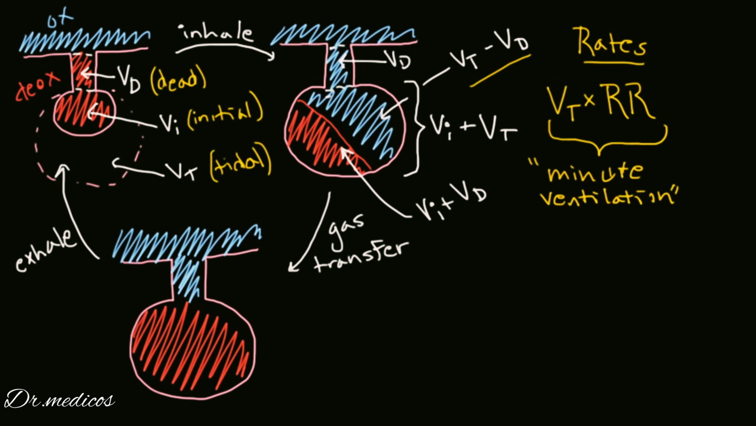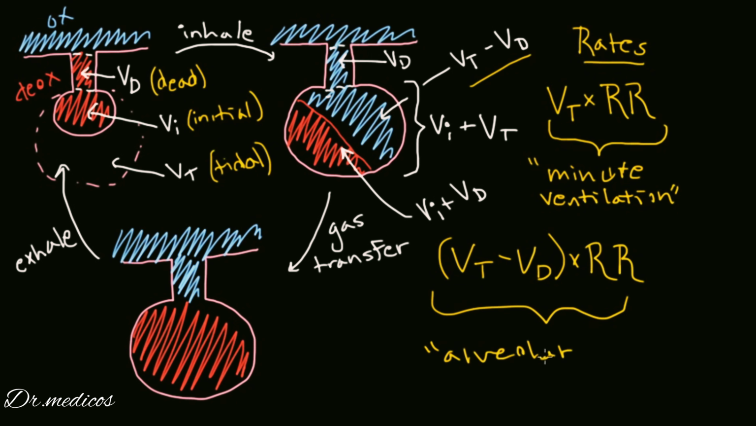But that's not necessarily the most interesting number for us to look at. What's more interesting is to ask how much fresh oxygen is coming into the alveoli every minute. And it's not VT that's getting to the alveoli, it's VT minus VD. So if we want to make that a rate, we take it and we multiply it by the respiratory rate. And we call that the alveolar ventilation, which makes sense because it's the amount of fresh air that's getting to your alveoli every minute.